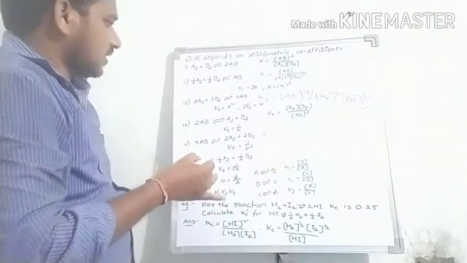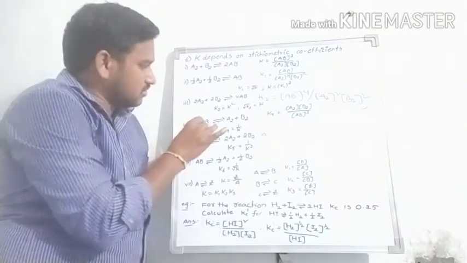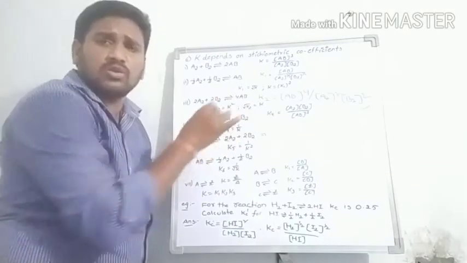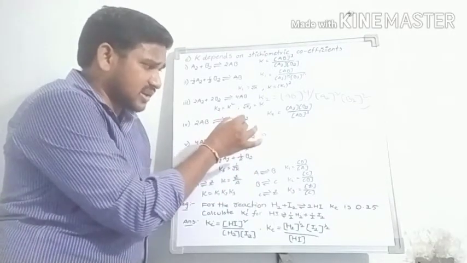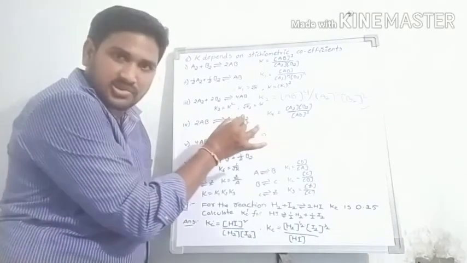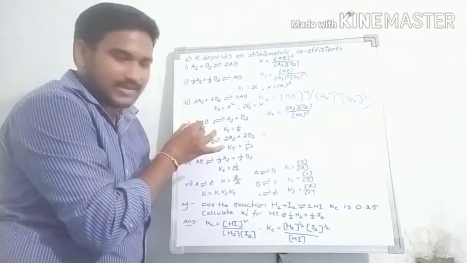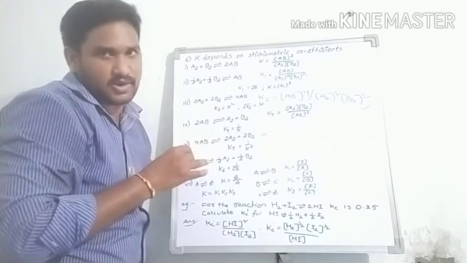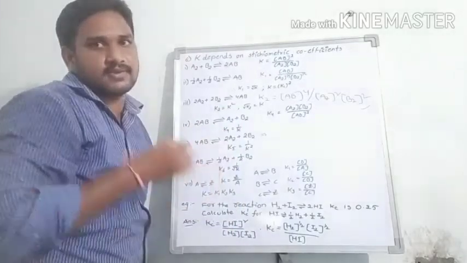Okay, I have taken one more reaction, sir. 2AB goes to A2 plus B2. Derive one more constant, K3 or K4, whatever it may be, where the equilibrium constant K is equal to concentration of A2 into concentration of B2 by concentration of AB whole squared. Why? Because AB acts as the reactant and A2 and B2 act as products. According to our knowledge, K is concentration of product by concentration of reactant.